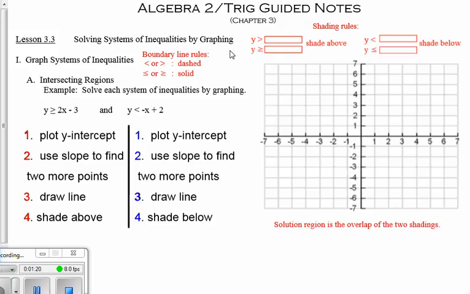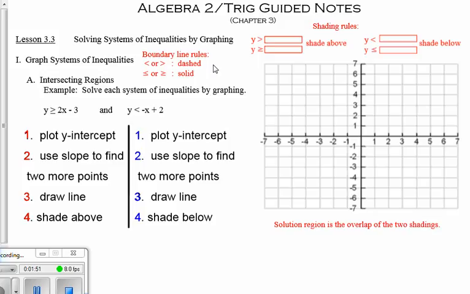Same thing with our boundary lines as before. When it's just the less than or just the greater than, you graph a dashed line. When it's less than or equal to or greater than or equal to, that's when it's going to be a solid line. And that's saying that we can have points exactly on this line and in the region, or if it's the dashed line, they cannot be exactly on this line, only in the region. Okay, so let's look at an example of actually graphing these out.